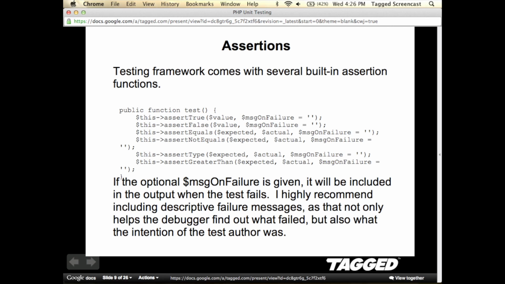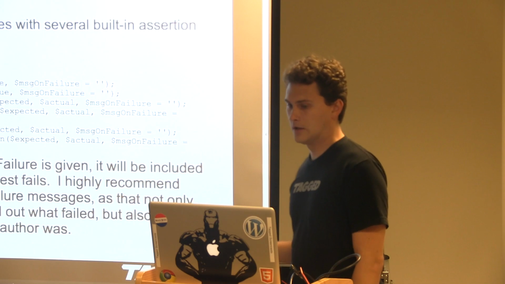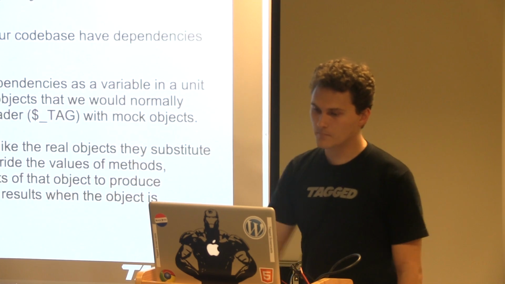And then the assertions also take an optional message which is printed every time it fails, and I think good tests have good strings written for failure messages so that when the test fails, you have some idea of what went wrong and some idea of what the test author thought was supposed to happen or what might have gone wrong.